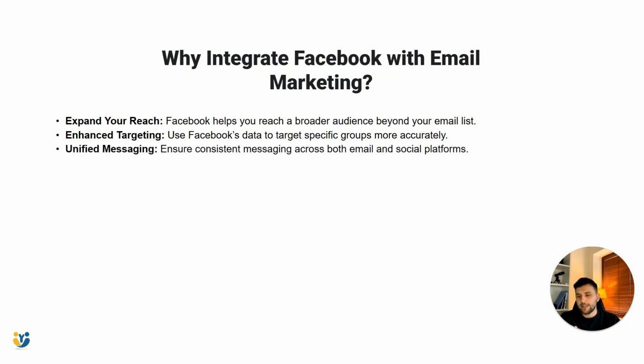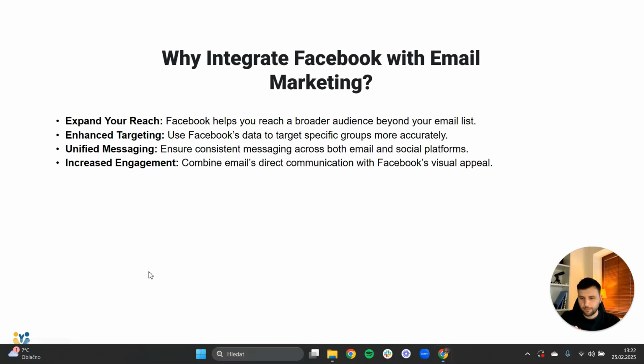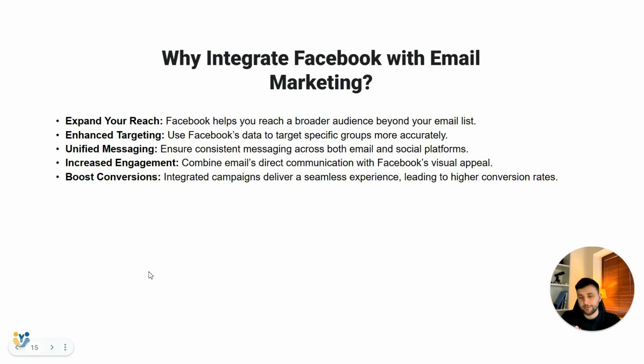It also lets you do unified messaging. It ensures that you have consistent messaging across both email and social platforms, right? Everything is just in one place. Also, you've got increased engagement, right? Because if you combine email with Facebook's visual appeal, you have two different channels, which also means increased engagement. It also lets you boost conversions, right? Because integrated campaigns deliver a seamless experience leading to higher conversion rates.